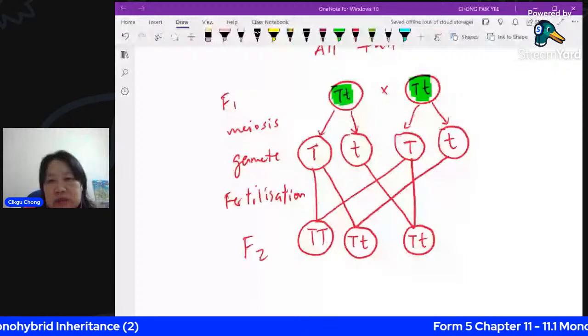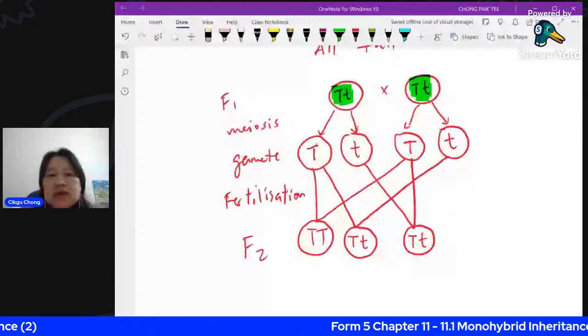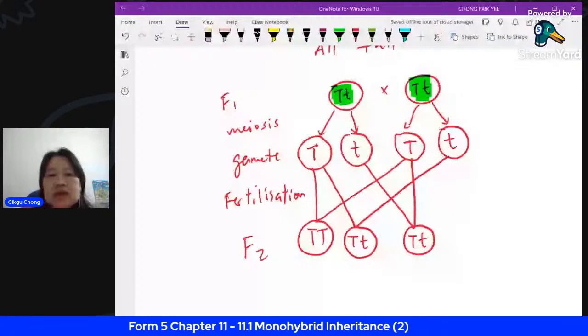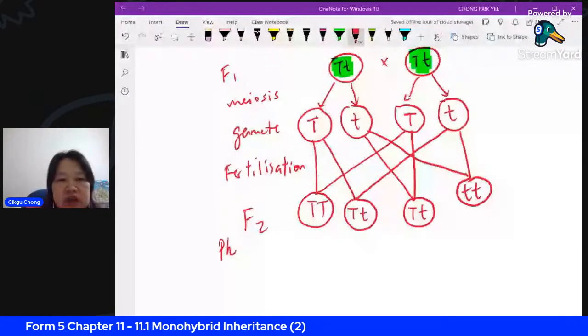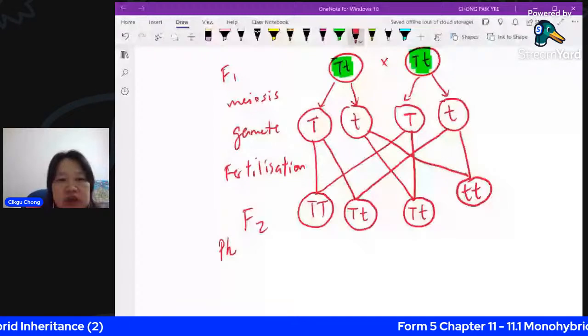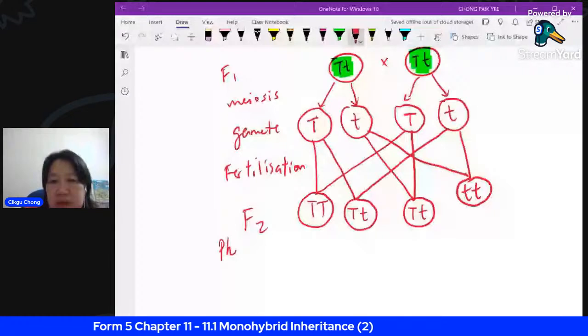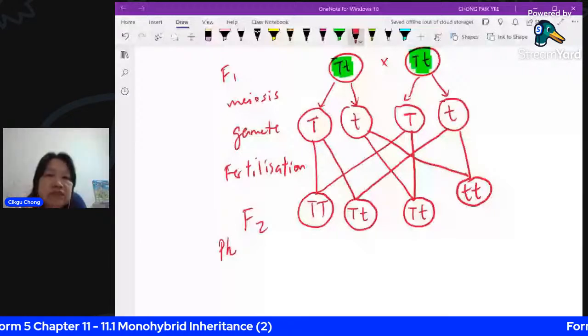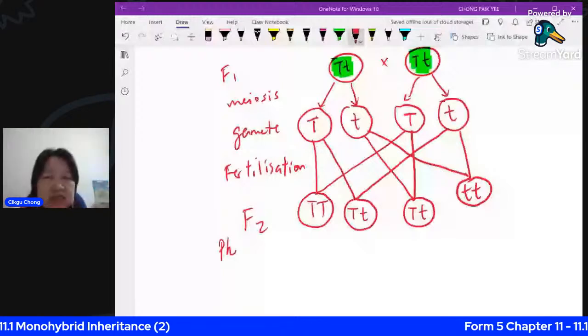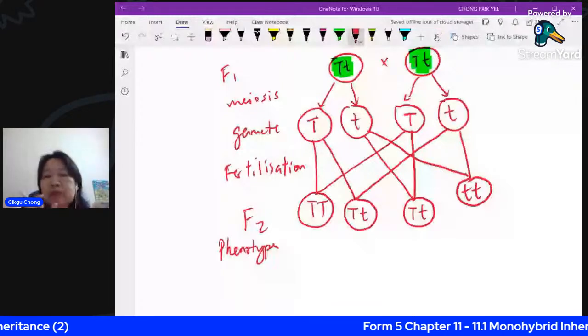So now what you need to do is write down the phenotype. Phenotype means what is the characteristic. When you write phenotype, you write in words, whether it's tall or short. When you write genotype, you write the capital letter and the small letter. Genotype tells you specifically what kind of genes or alleles are inside there. But phenotype just tells you what is observable.